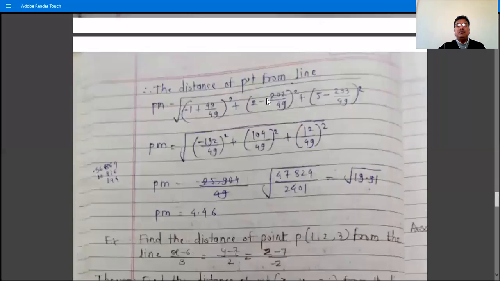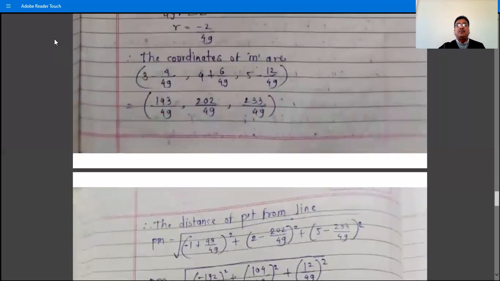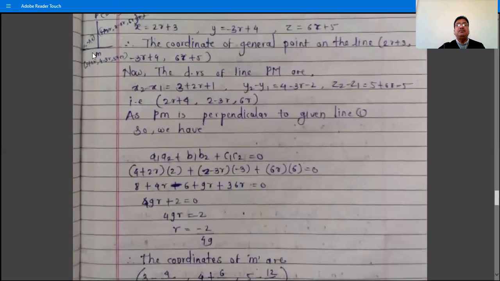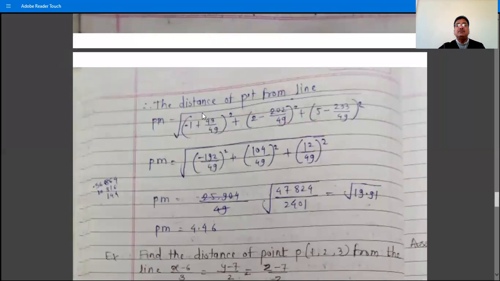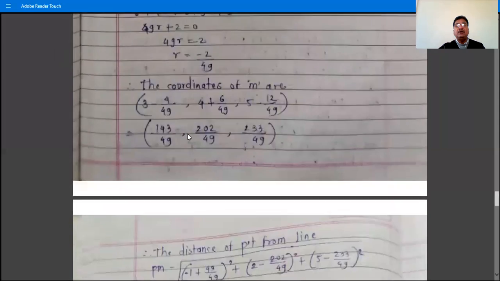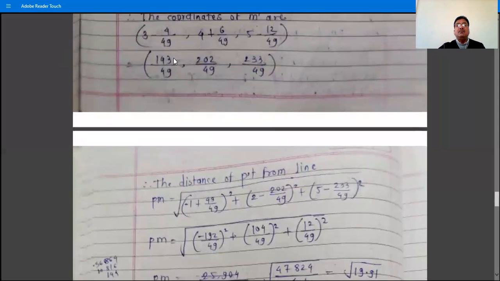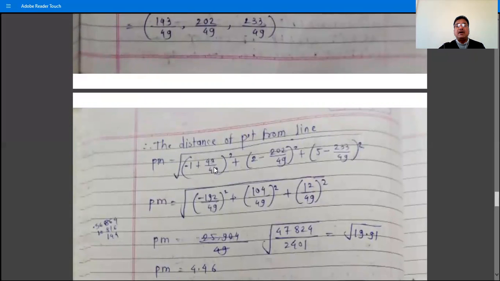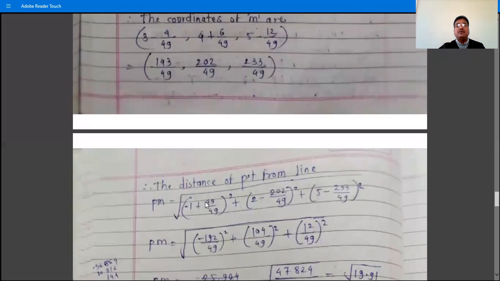Now we have to find the distance between the point and the line, that is PM. By using the distance formula, the coordinates of P are (minus 1, 2, 5). So minus 1 minus 143 by 49, whole square.